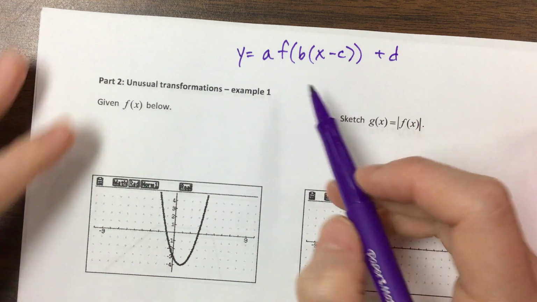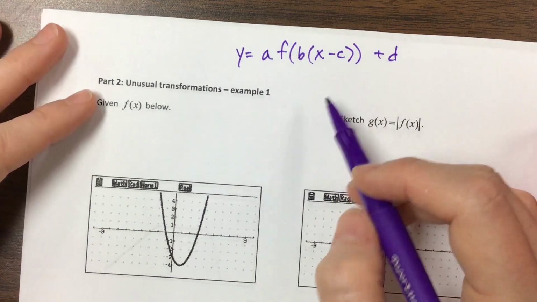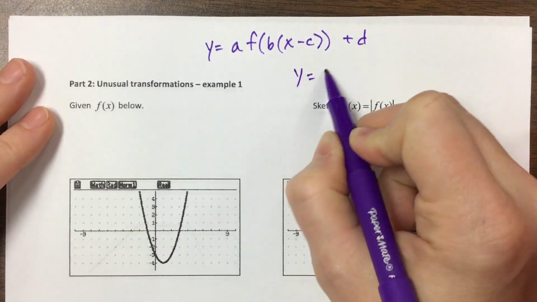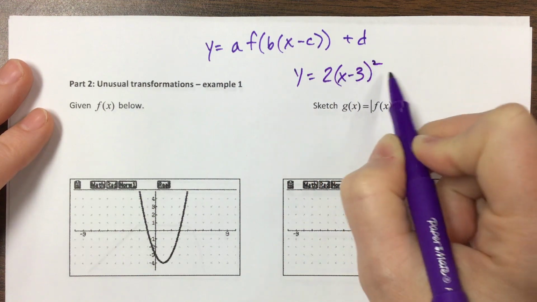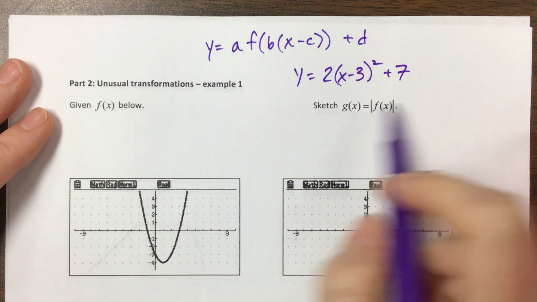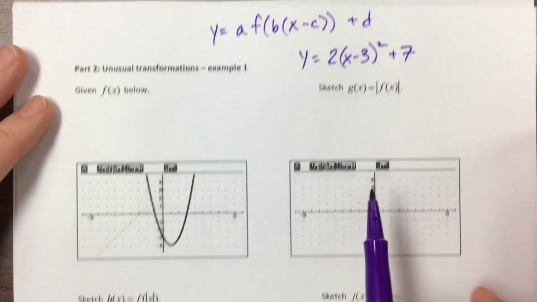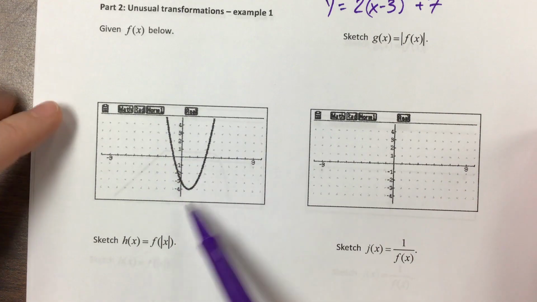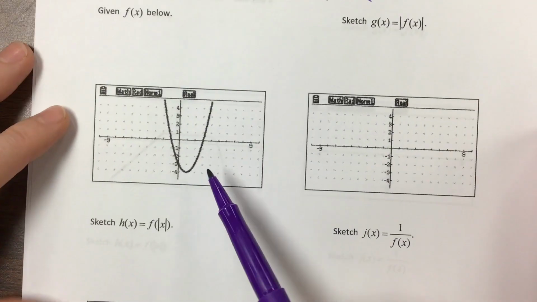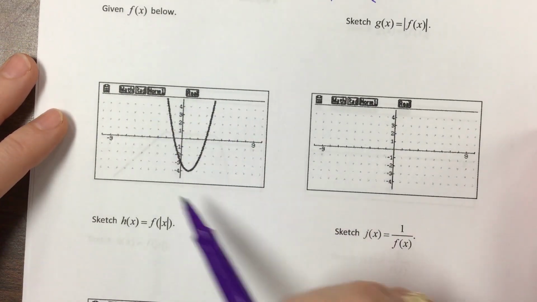And if I didn't say function, if I said y is equal to 2x minus 3 squared plus 7, you could tell me the transformations very easily. However, now we're going to get a little bit more challenging. They've given us this graph, and I'm not overly concerned about what the equation is. I just want to know what it looks like.